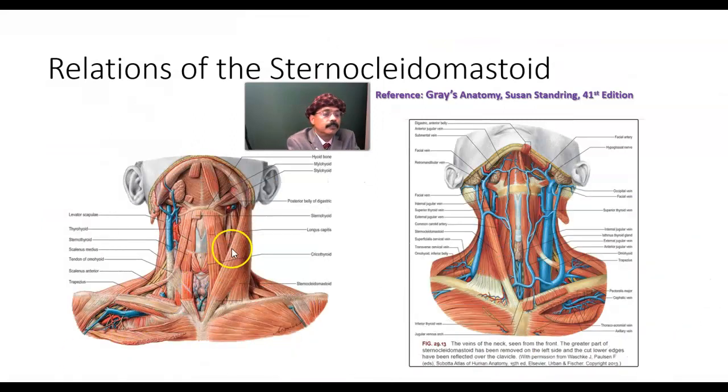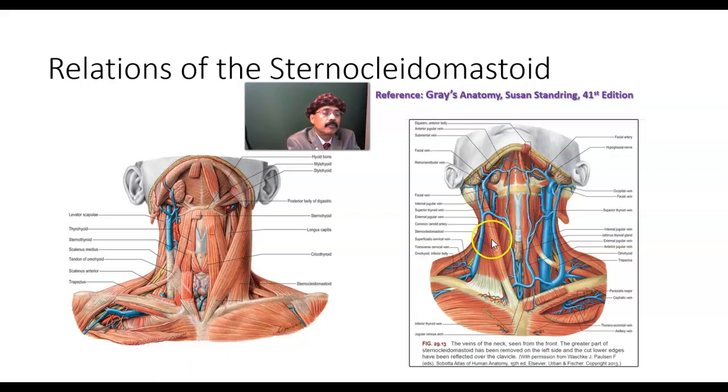So we got the relationship between the two heads of origin. This is the sternal head originating from the manubrium sterni. This is the clavicular head. There's a gap here. We call it the lesser supraclavicular space. Okay, and we got the relationship of the sternocleidomastoid muscle.